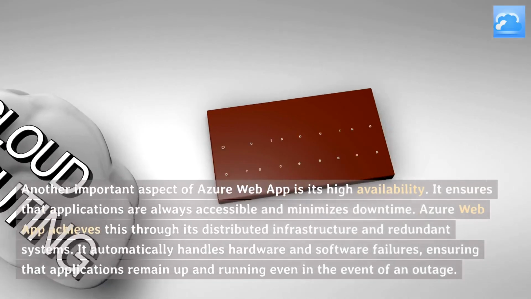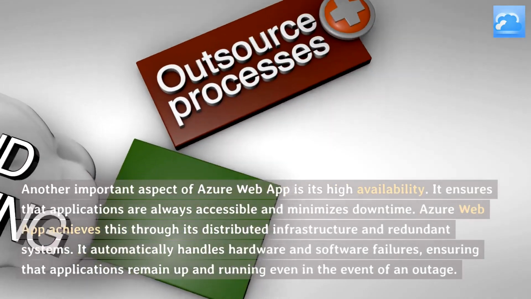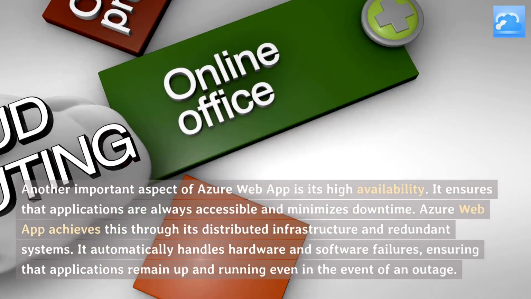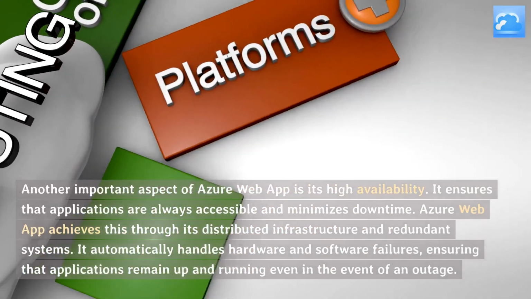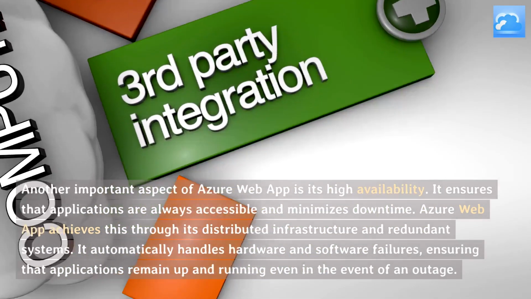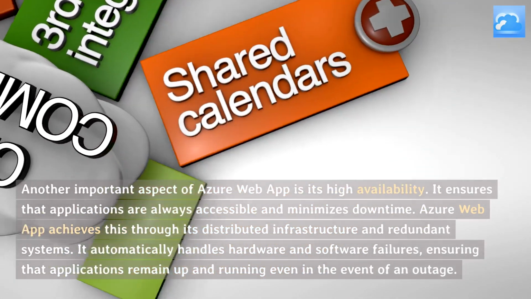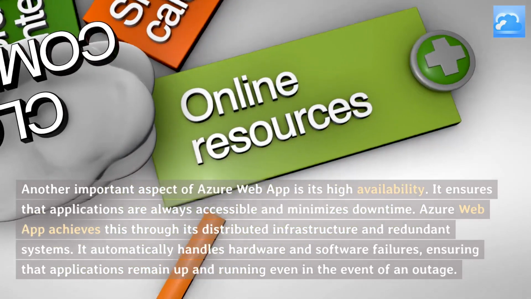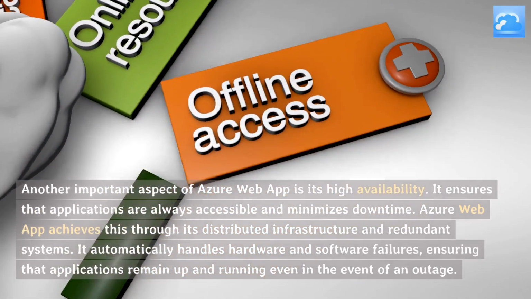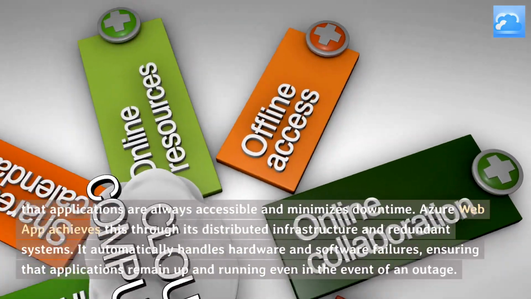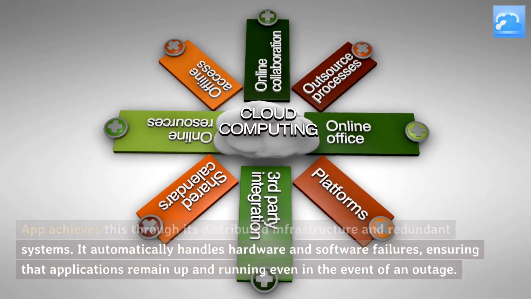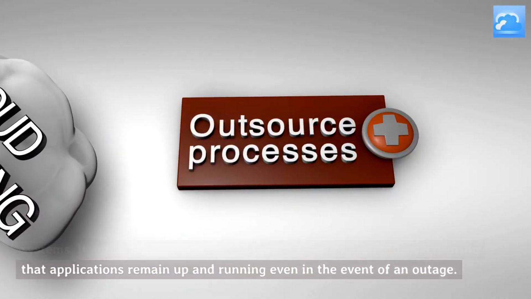Another important aspect of Azure Web App is its high availability. It ensures that applications are always accessible and minimizes downtime. Azure Web App achieves this through its distributed infrastructure and redundant systems. It automatically handles hardware and software failures, ensuring that applications remain up and running even in the event of an outage.